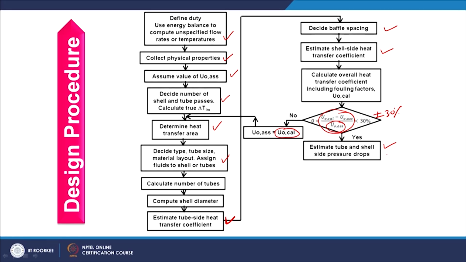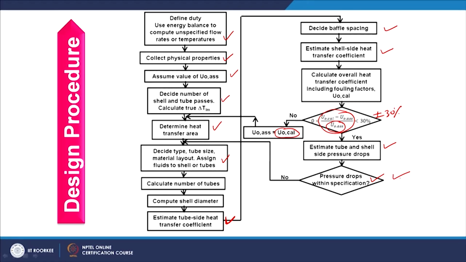Once you have the shell side and tube side pressure drops, you have to compare them with the permissible limit, like how much pressure drop is permissible in shell side and how much in tube side. If it is within the range, then your design can be accepted, or the design is valid. If it is not, then you have to make some changes in tubes and other parameters and repeat the whole calculation till you find your pressure drop within the acceptable limit.